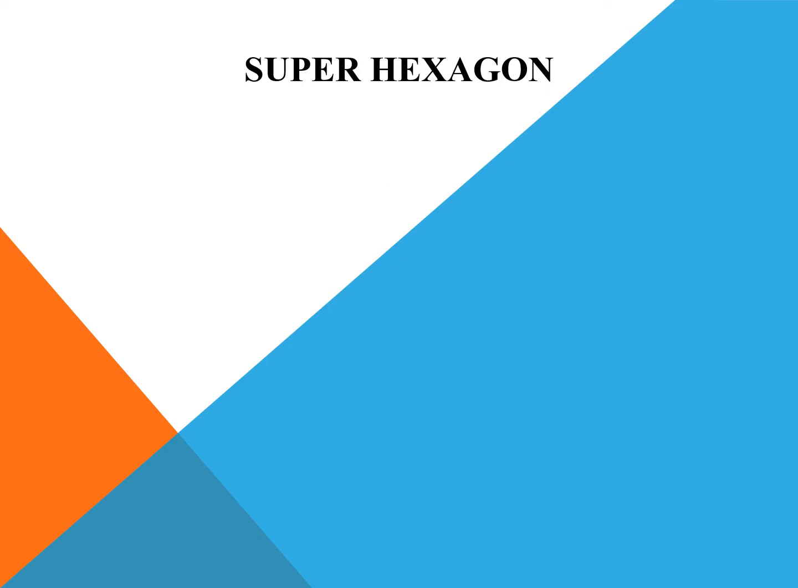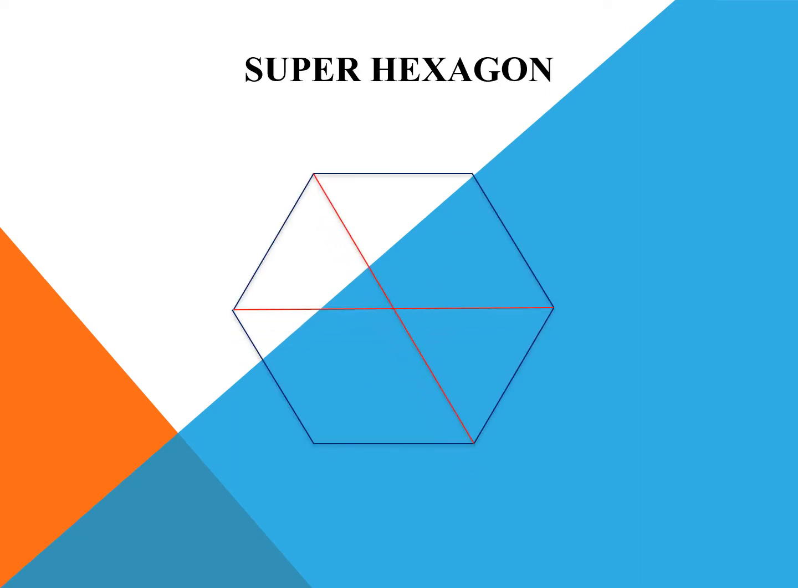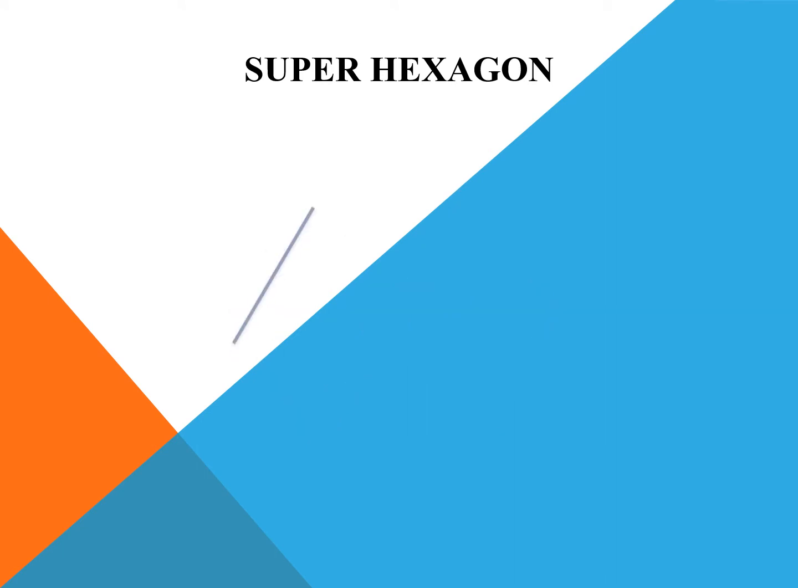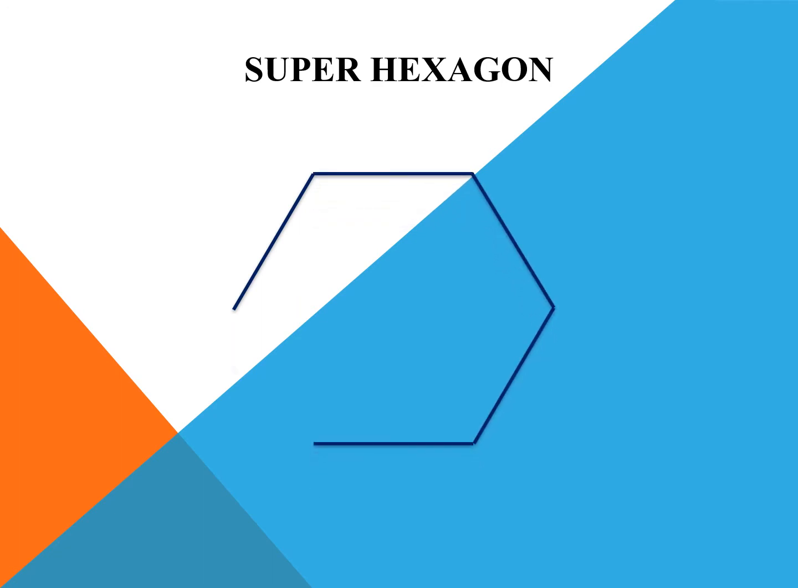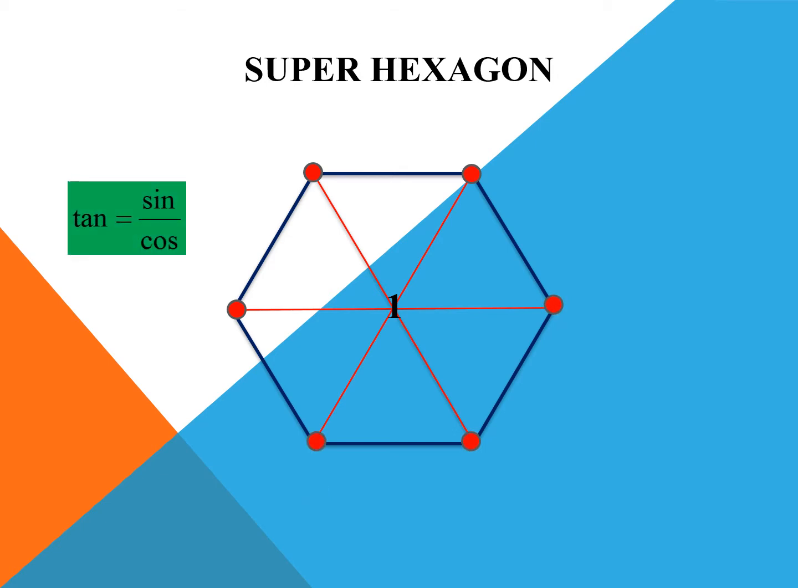Let us draw a hexagon with 3 diagonals and number 1 in the center. As we are drawing the hexagon with 3 diagonals and number 1 in the center, let us mark the 6 vertices. Remember this formula: tangent is equal to sine over cosine.